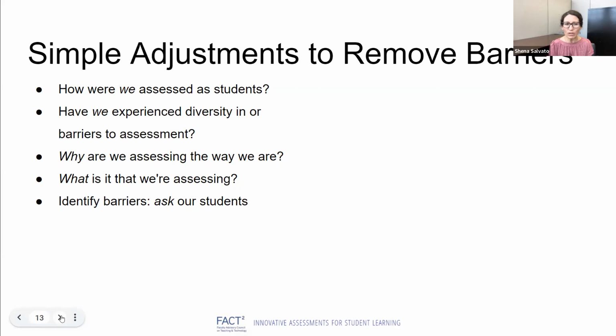Some ways to ask our students, one is just to have individual conversations with them, but another thing we can do is share some surveys with them that are anonymous, where they can feel perhaps more comfortable sharing their experiences with us.